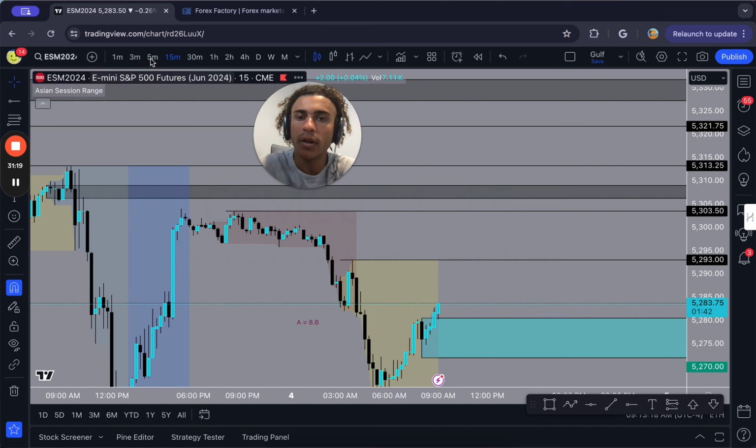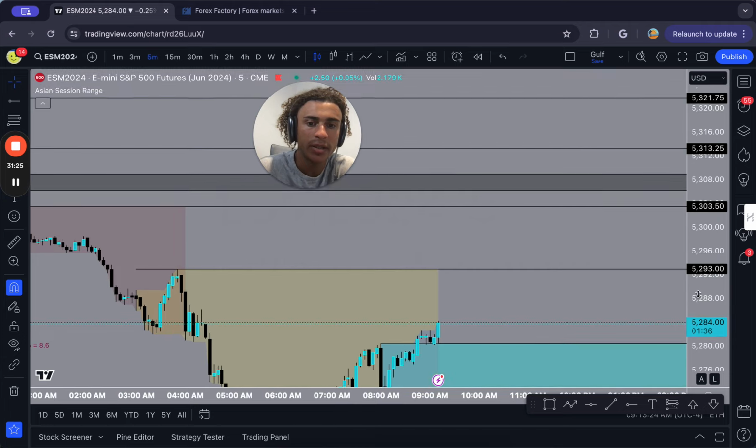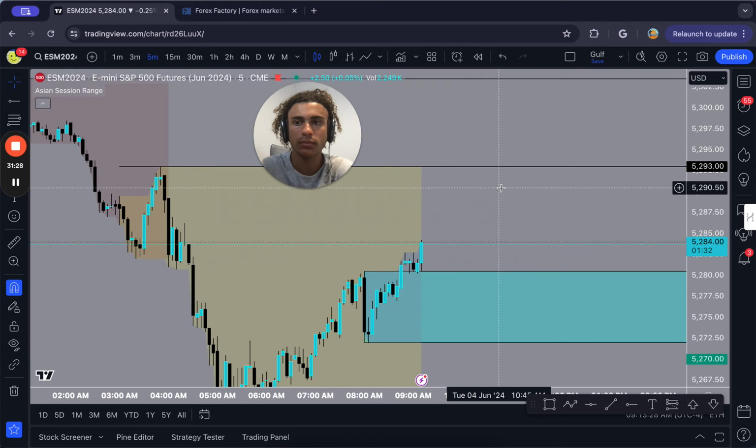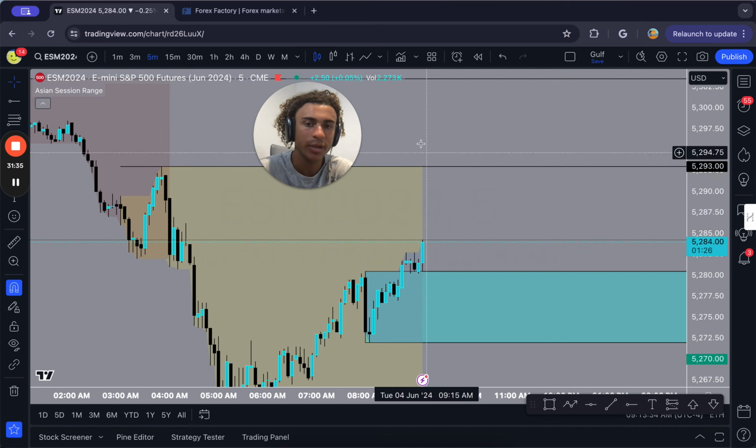So we are getting a little bit of volume right here. This could have indeed been a break and retest setup on the 5 minute. So we broke, retested, and we'll see if we come up and test this level. That's where I'm looking right now, to see if we come up and test this level.